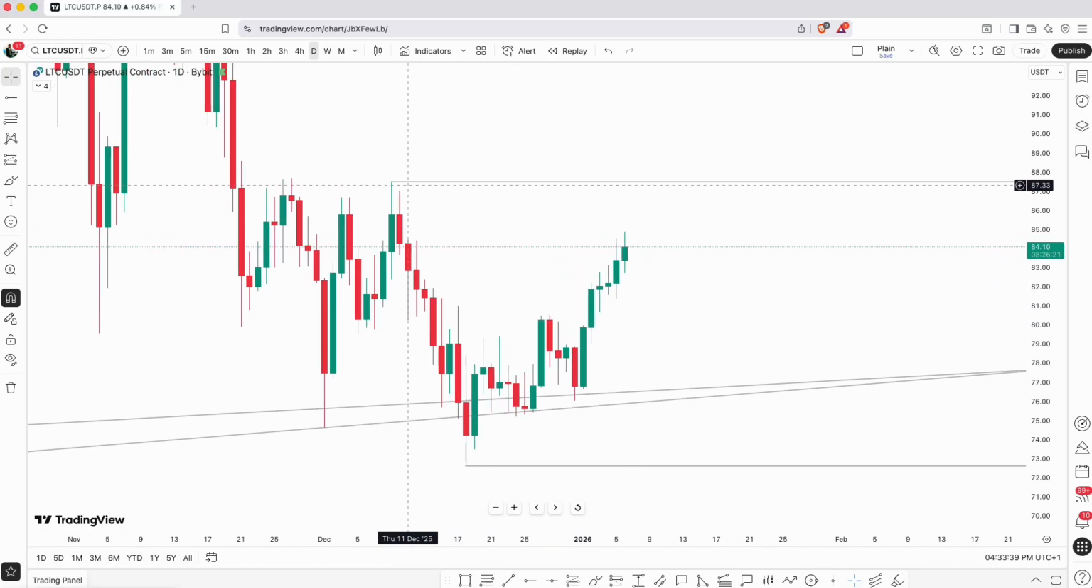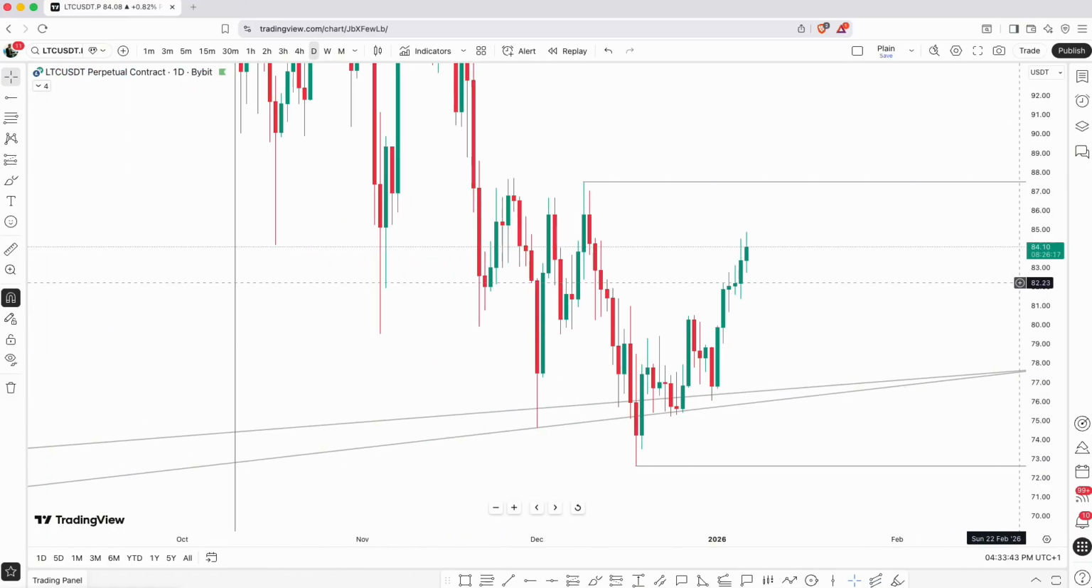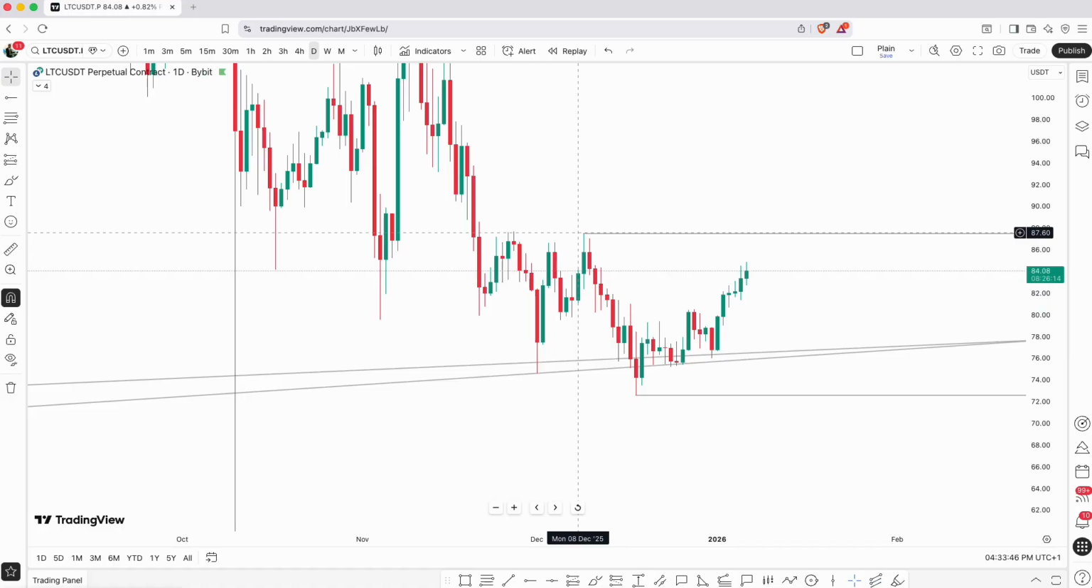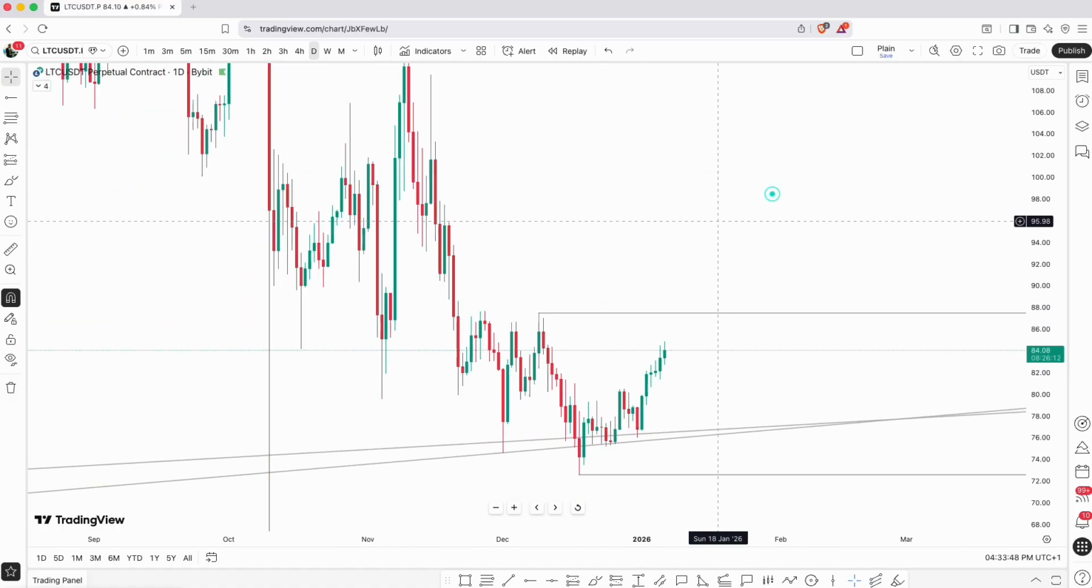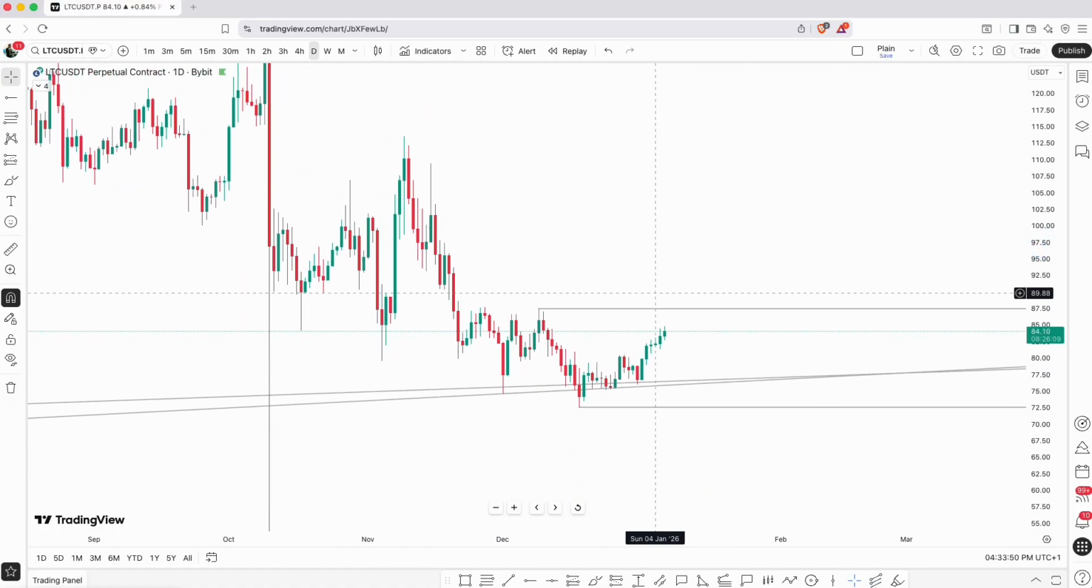But because we have an overall high right here that created this low, we still need to take out this high right here before I could actually start looking for that long-term hold of a market that is moving to the upside with this particular token, right?